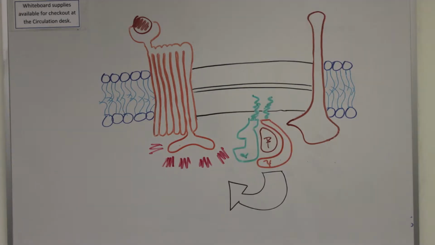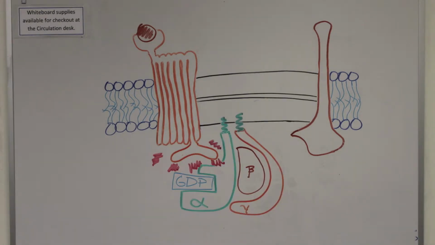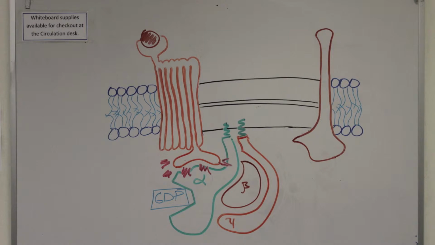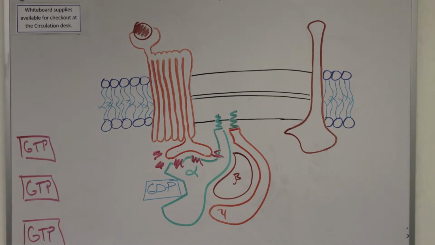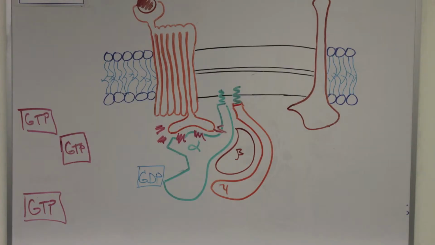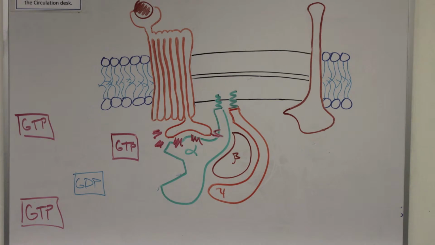In the presence of a signal, binding of the receptor and G protein causes a conformational shape change in the alpha subunit of the G protein. Because of this shape change, GDP will dissociate, allowing for the GTP present in the cytosol to replace the GDP in the alpha subunit.